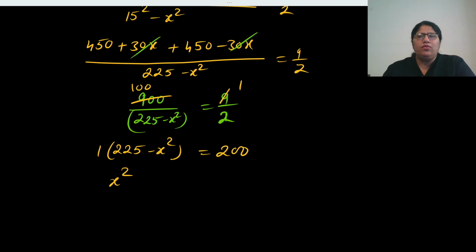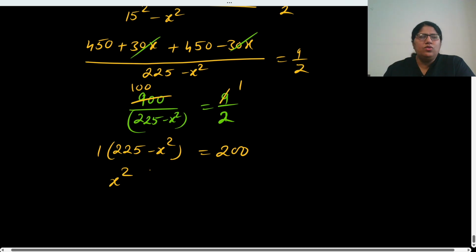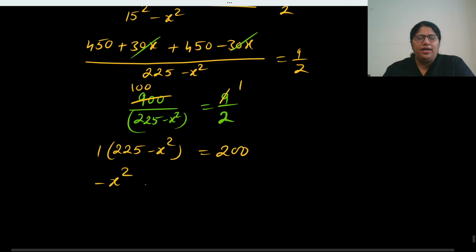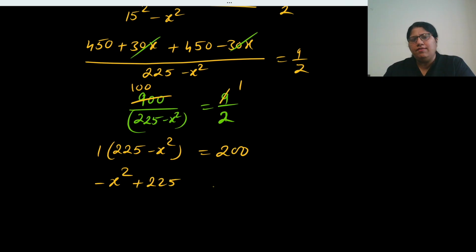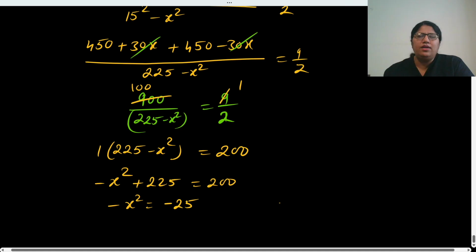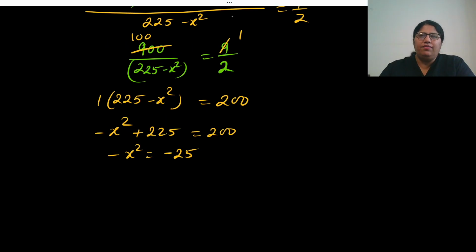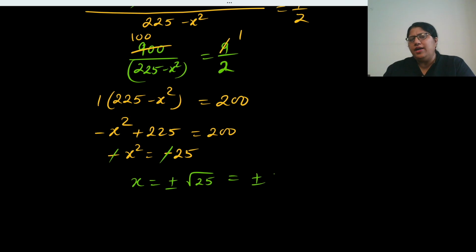So that means you are going to get the factorized form directly, right? Here there's no x term, so I can do it here. This one is minus x square plus 225 equals 200. What can we do here? Minus x square is equal to minus 25. If I do 200 minus 225, which is going to be minus 25, negative negative gets cancelled, and x square will be positive 25, so x is plus minus 5.